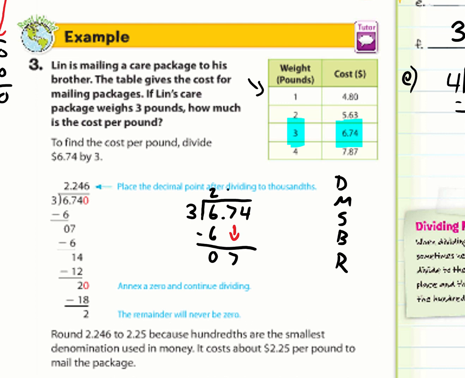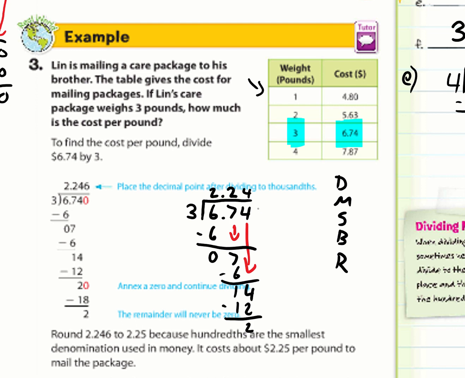3 goes into 7 twice, and since we have the decimal place, I can't forget to put the decimal right above it. 2 times 3 is 6. Subtract, we get 1. We're going to bring down the 4. 3 goes into 4 one time. 3 times 4 is 12. Subtract that, we get 2.